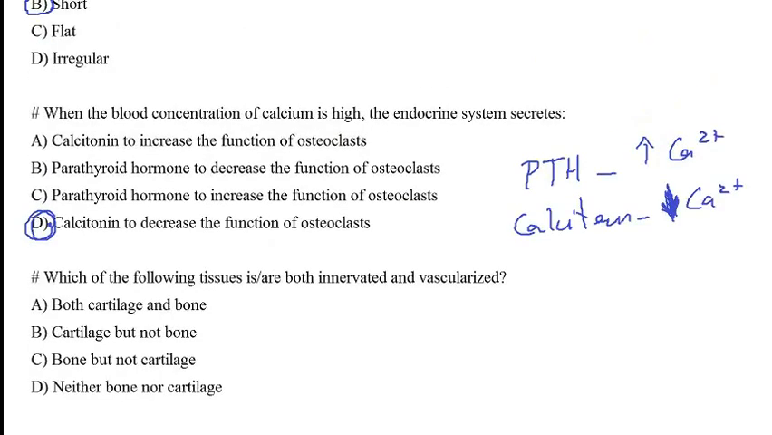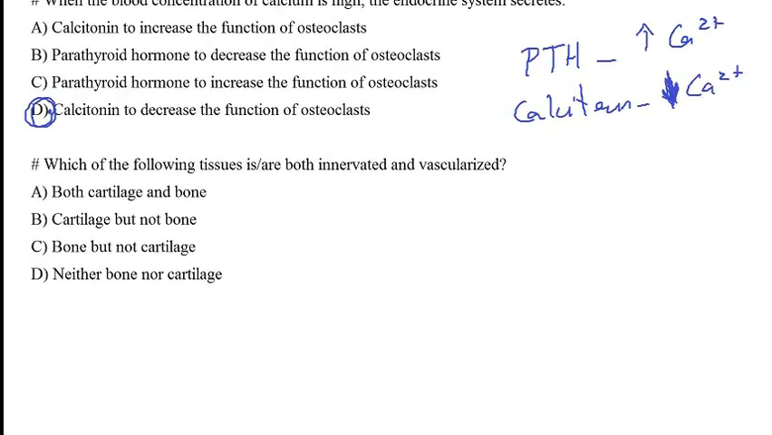And then the final question asks, which of the following tissues is both innervated and vascularized? And the answer would be bone. It's both innervated and vascularized, while the cartilage doesn't have any vascular supply or any nerves.